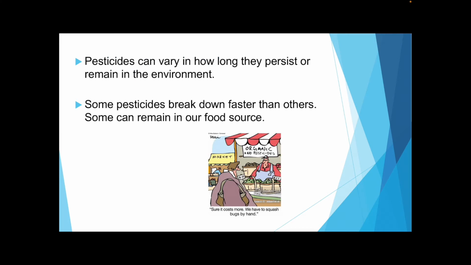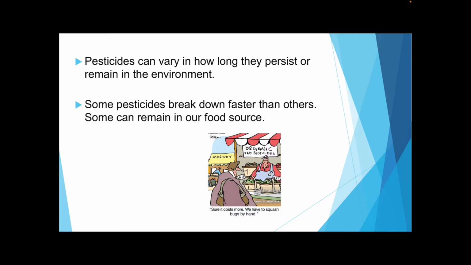Pesticides can vary in how long they persist or remain in the environment. Some pesticides break down faster than others, but some can remain in our food source. In this little cartoon, you can see at this market, it says organic, which means there are no pesticides used in growing this food. So this guy is saying, sure, it costs more. We have to squash bugs by hand.